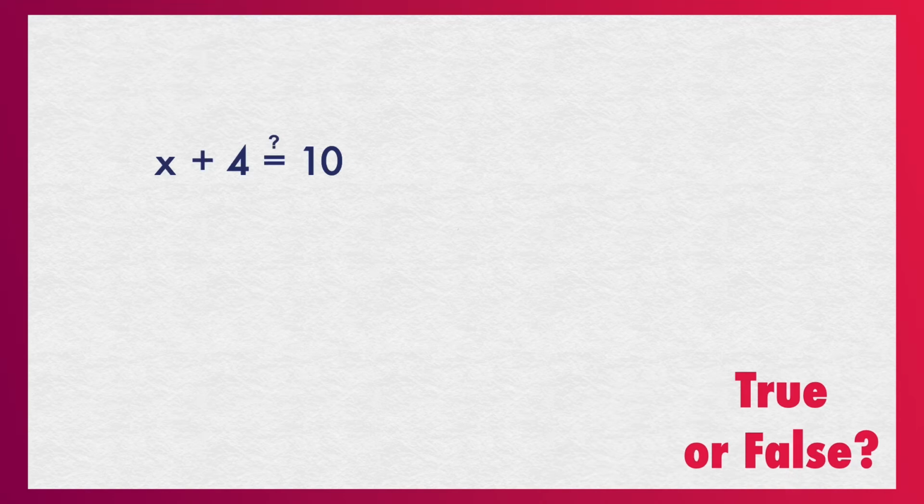Here we have the equation x plus 4 equals 10, and we're supposed to check if it's true or false. As we saw earlier in this video, sometimes we do have equations that contain variables. And you may be asking yourself, how do I check if an equation is true or false if I don't even know what the value of that variable is? That is a great question, which leads us to our final key concept of this video.